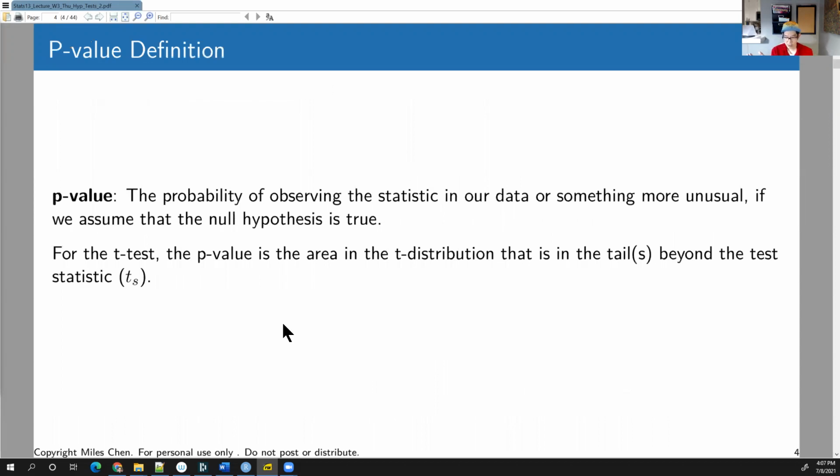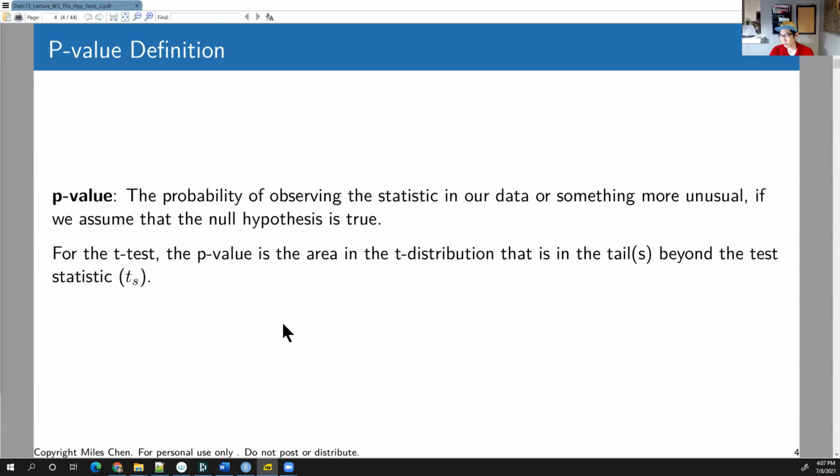And so we have this definition for the p-value, and this is an important term. The p-value is the probability of observing the statistic in our data, or something more unusual, under the condition that we assume the null hypothesis is true. So if we assume the null hypothesis is true, it's the probability of getting the data that we have, basically the test statistic in our data.